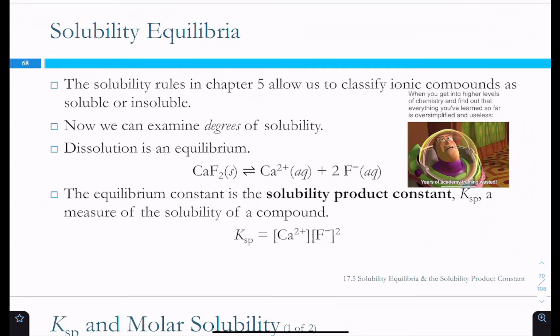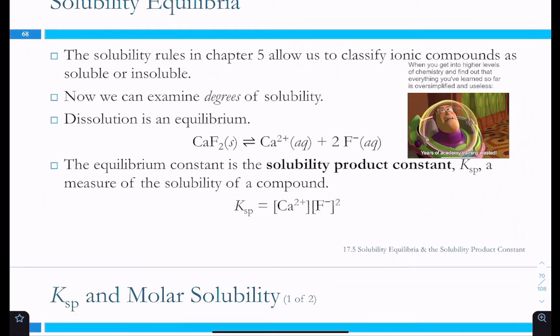And these are nice. These are still equilibrium problems, but because it's a solid dissolving, we've essentially eliminated half of the equilibrium. So we're only talking about the ions in solution, and not the solid, because it's not part of the equilibrium expression. And so this is going to involve a lot of tricks and concepts of the previous equilibrium stuff that we've done.